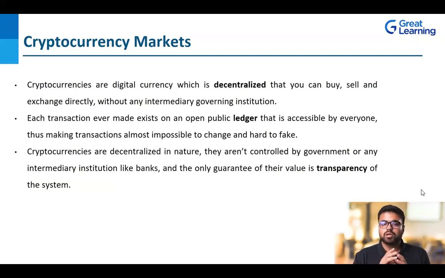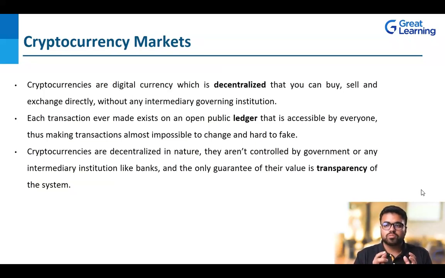He wrote in an academic paper that currencies should be decentralized in nature and everyone should know what exactly is happening. So every transaction that is made in the cryptocurrency world is on a public ledger which is accessible to everyone. Now, these cryptocurrencies work with a particular technology called blockchain technology. Every transaction that takes place is almost impossible to change and hard to fake.